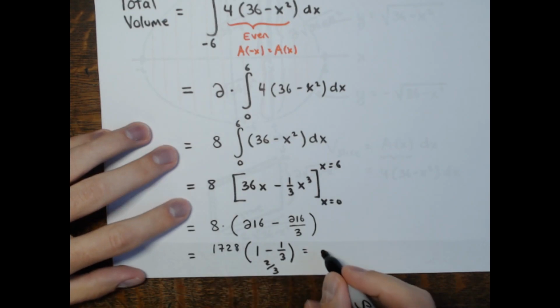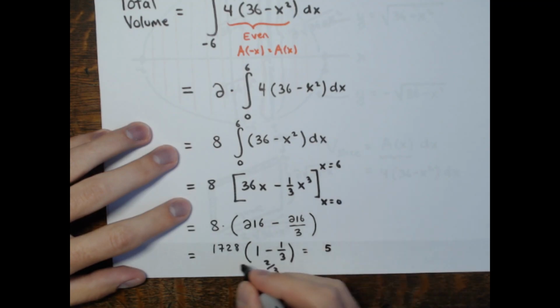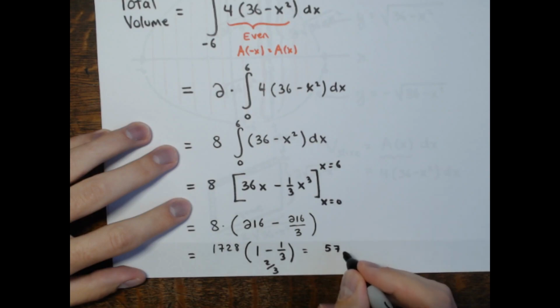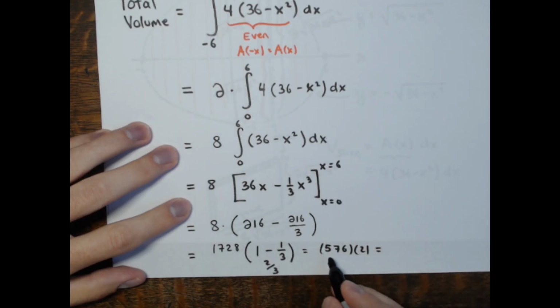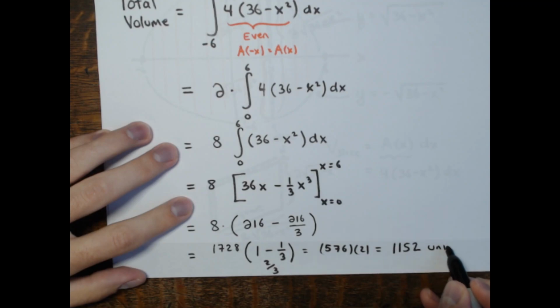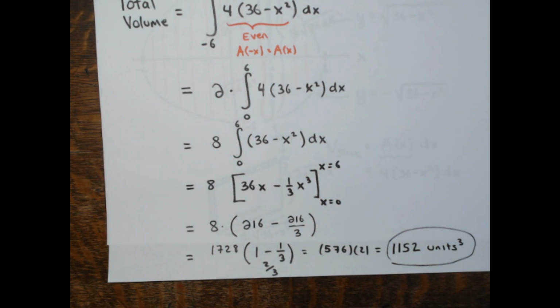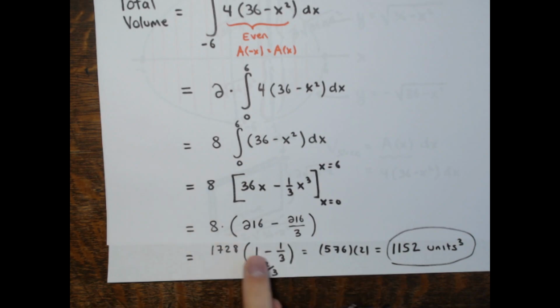Let's see. So I'll divide by 3. 3 goes into 17, 5 times with 2 left over. 3 goes into 22, 7 times with 1 left over, and then 18, 6 times. So that's 576. And then I still have the times 2, so that's 1,152 for my integral here. And this is, again, cubic units. All right, so for these first two examples, when we integrate a polynomial, notice it ends up being some rational number.